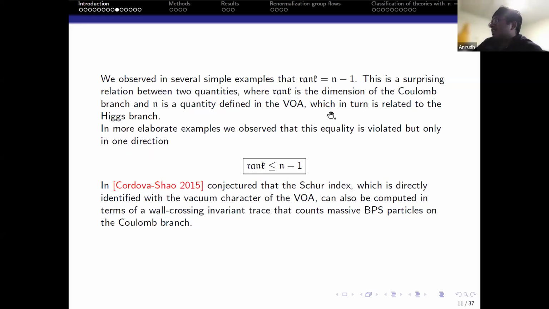But as we computed more complicated examples, we found that this equality is violated, but it's violated only in one direction. So this n-1 is always greater than or equal to the rank in all the examples that we have observed. This is something similar, although it's a different thing, but Cordova-Shao, in 2015, had conjectured that the Schur index was equal to the trace of this wall crossing invariant quantity, which counts massive BPS particles on the Coulomb branch. So it's in that spirit, and a lot of the research in this direction is motivated by finding such relations between the Higgs and Coulomb branch.